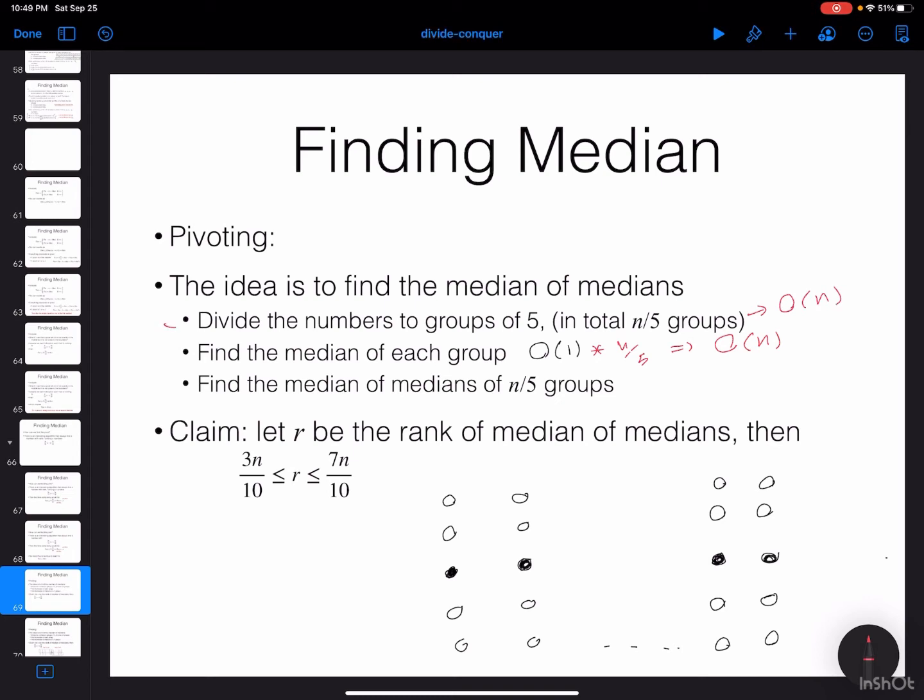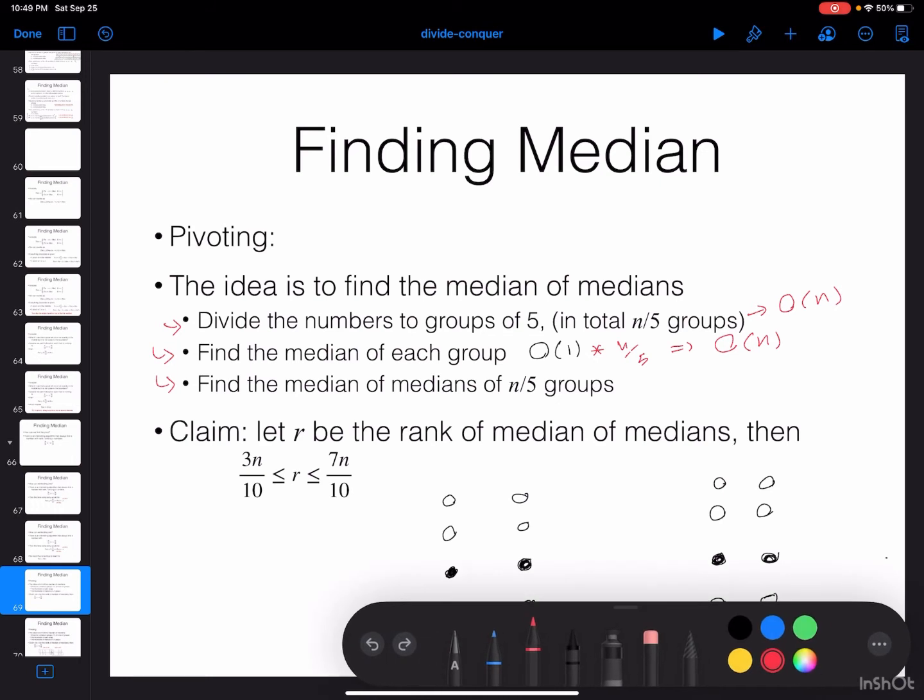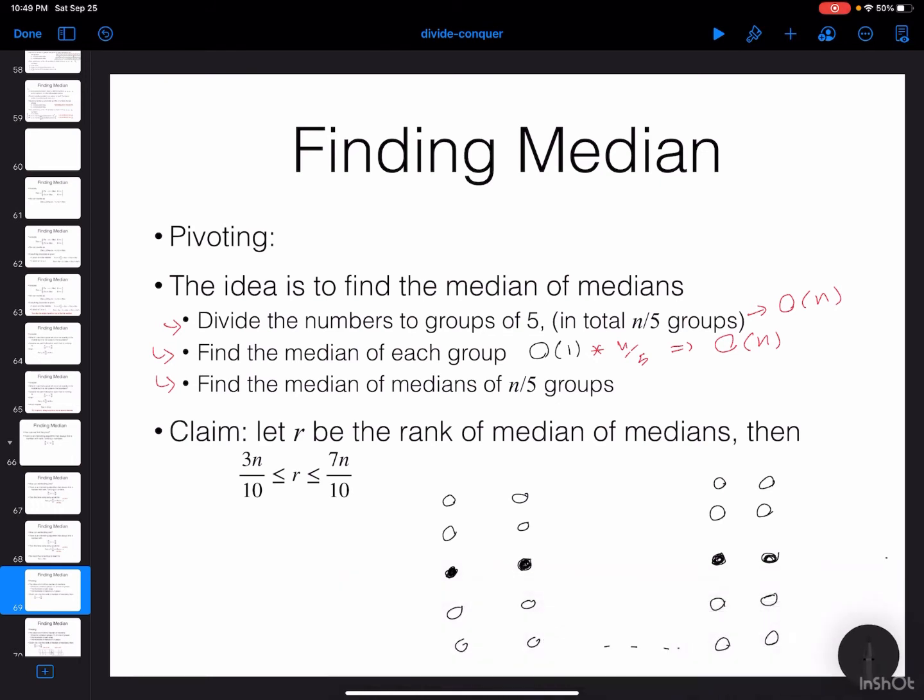So the first step, divide all n items into groups of 5, find the median for each group, and the last step is to find the median among all the medians. So among these filled dots that I have here, find the median among all these. Let's just assume that the group that has the median of the medians is this group.